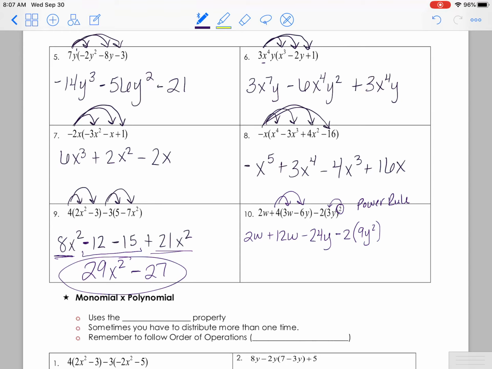So when I go to simplify this, I'm actually going to combine my w's here. So that's 14w minus 24y minus 18y squared. That's a tough one.